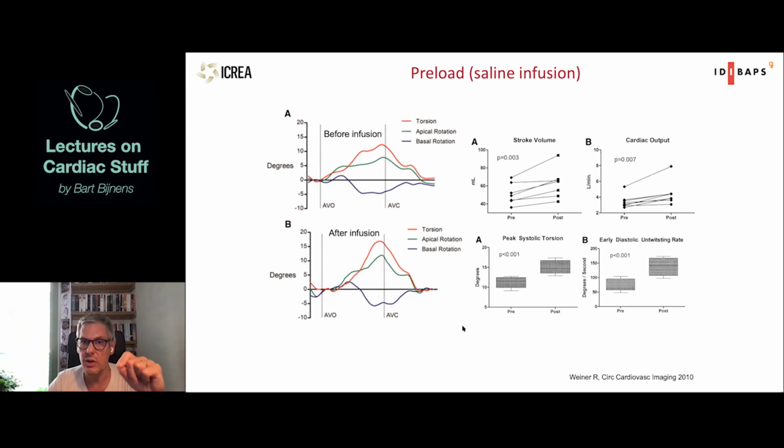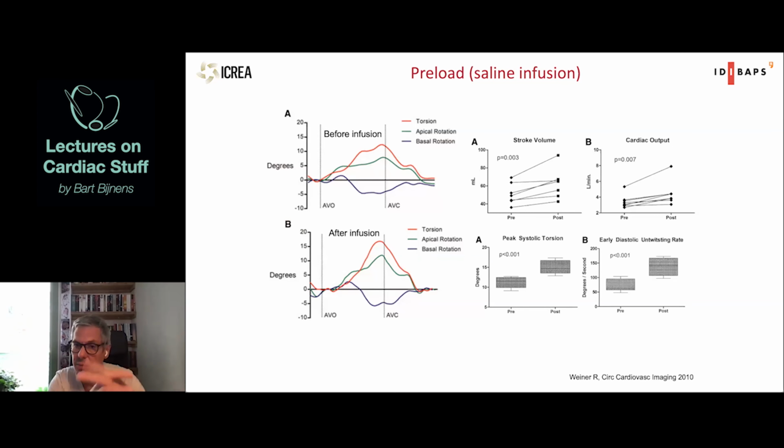Now, here is an example of acute volume loading, where you do an acute infusion of saline. That means the heart didn't have the chance to grow. But of course, if you put volume in the ventricle, you will inflate it a little bit. So you indeed increase the size of the heart a little bit when doing an acute infusion of volume.